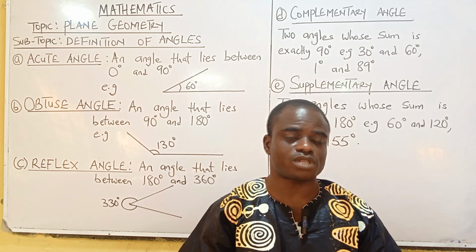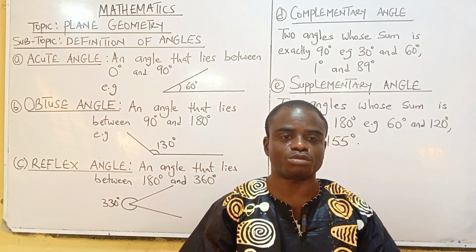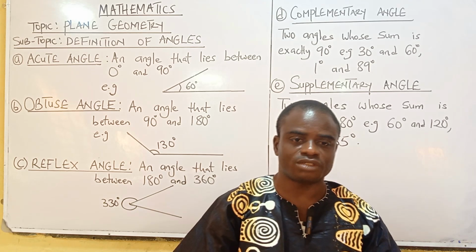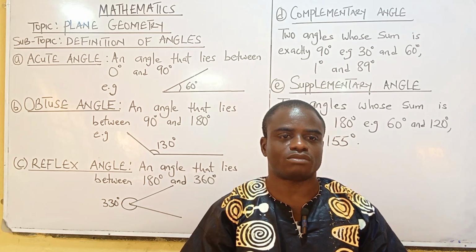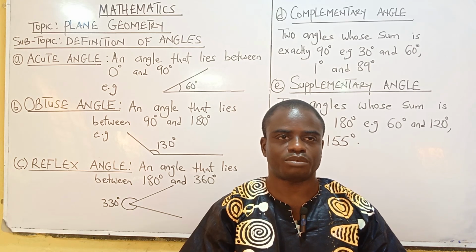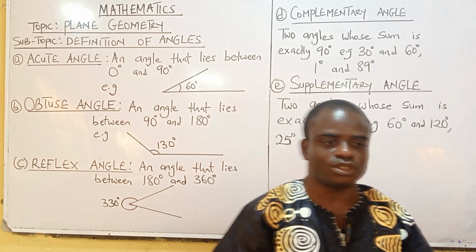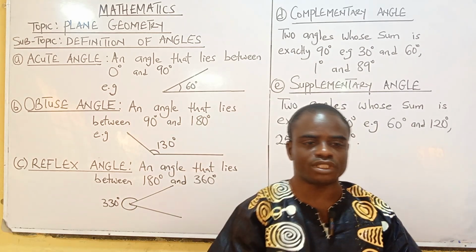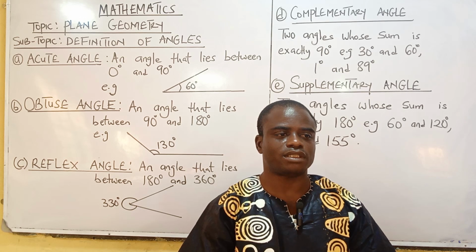Now let's go to obtuse angle. Obtuse angles are those angles that fall between 90 degree and 180 degree. Examples of the angles: there's 135 degree, 145 degree. So far it is between 90 degree and 180 degree.